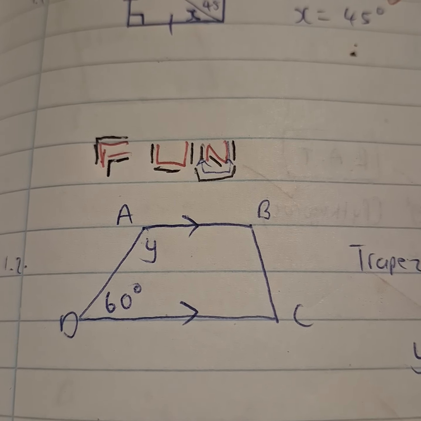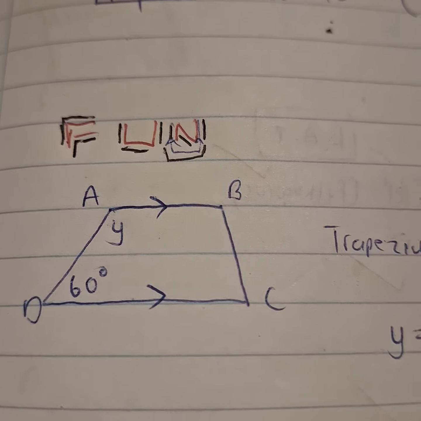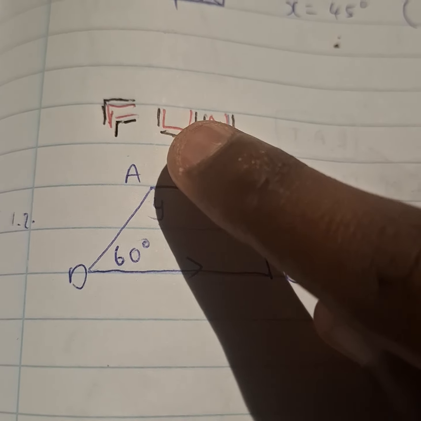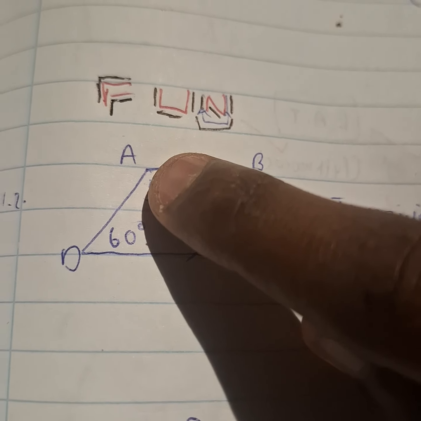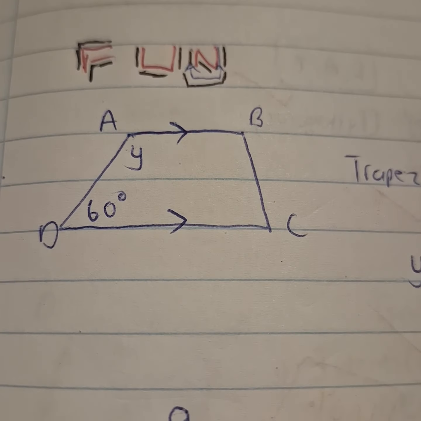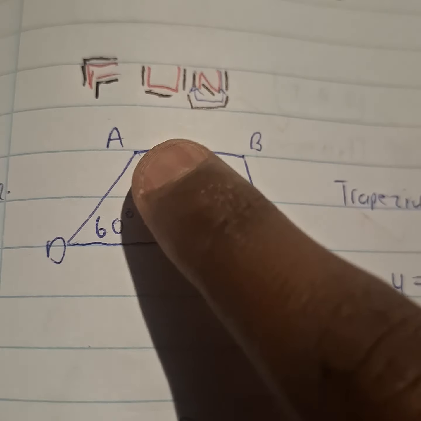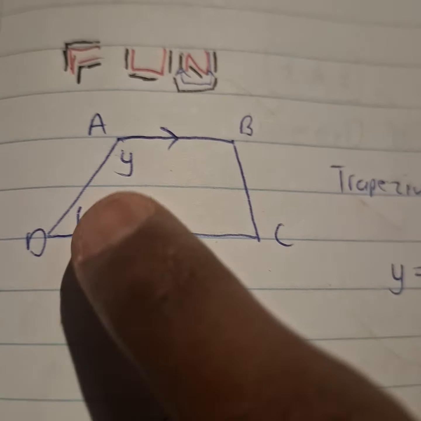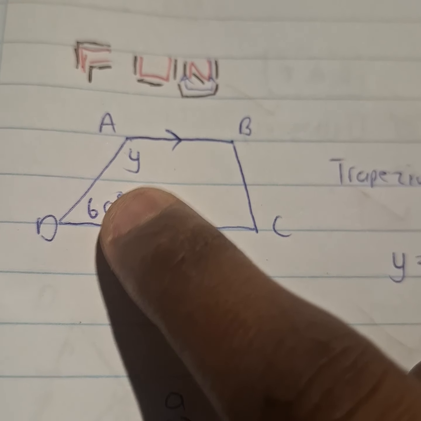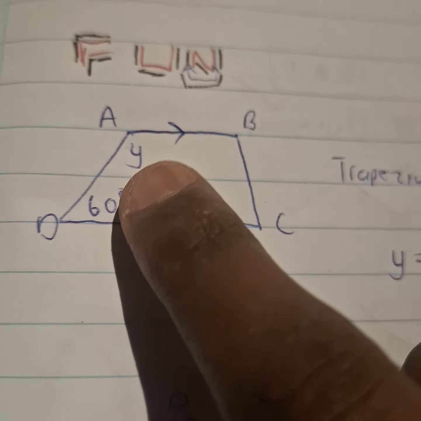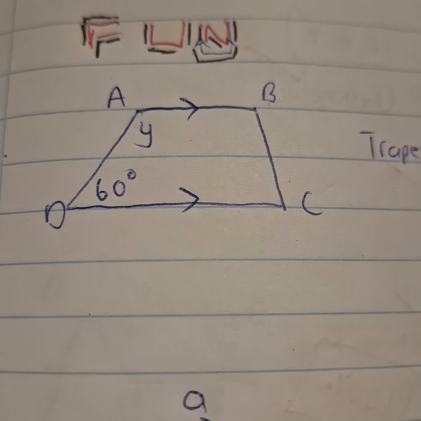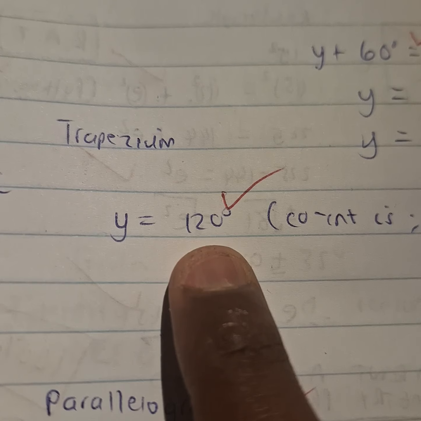If you stretch your arms in front of you, the armpits would represent your co-interior angles, your y and your 60 degrees. We know that the armpit angles, or the angles interior to the parallel lines, add up to 180; they are supplementary. So y plus 60 should give us 180. What is missing in order for y to give us 180 when added to 60? We know that y would be 120, because 120 plus 60 gives us 180 degrees. So we can conclude that y is equal to 120 degrees.